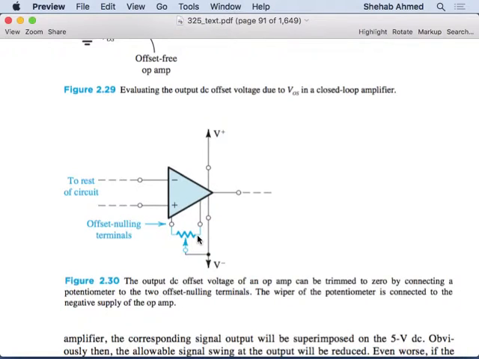You can get rid of it only in the certain condition that you're at today, right now. But what if the temperature changes? The offset changes. So it's something that you can minimize. You cannot get rid of it. So you can minimize, you cannot get rid of it.